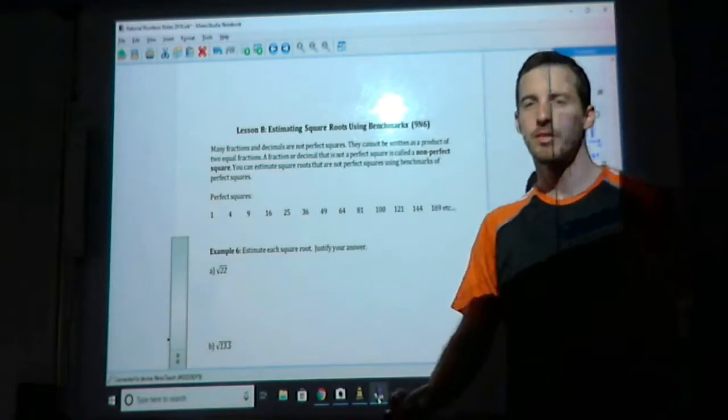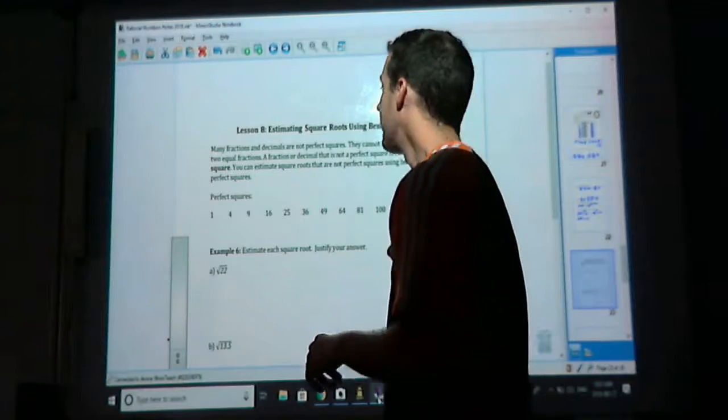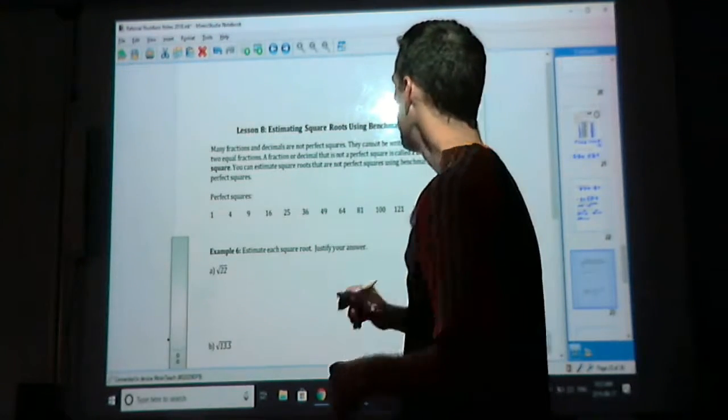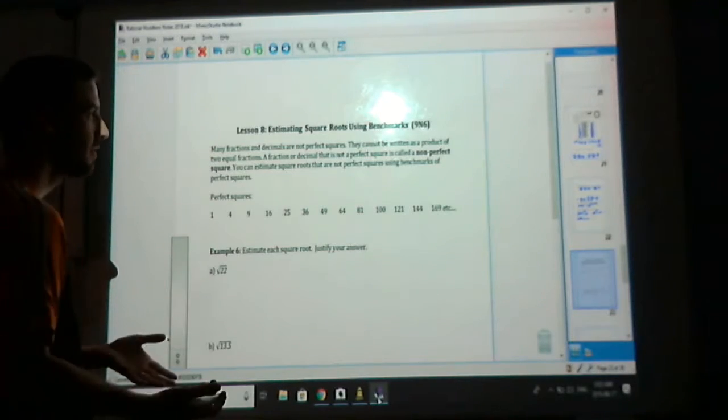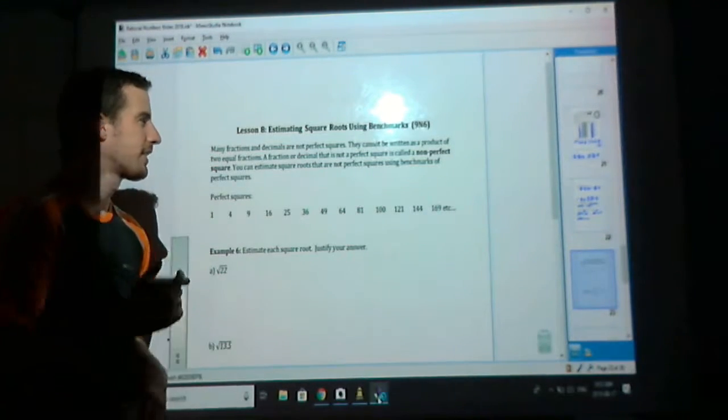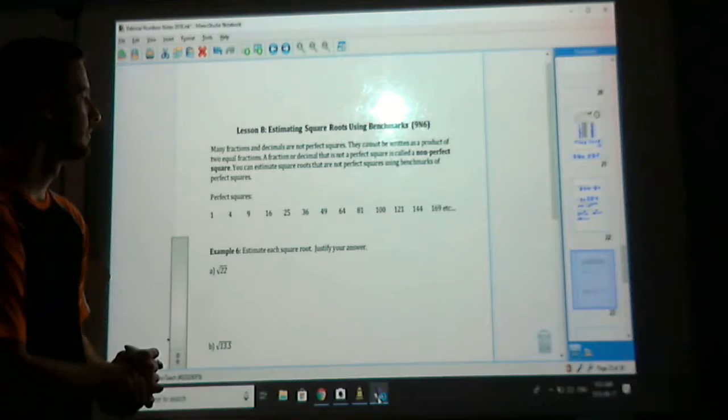So, as I said, we're going to be starting lesson 8 today. And lesson 8 is going to be estimating square roots using benchmarks. And so, what does that mean? We're going to find out. I just got to get the tools going, and then we're going to get started.